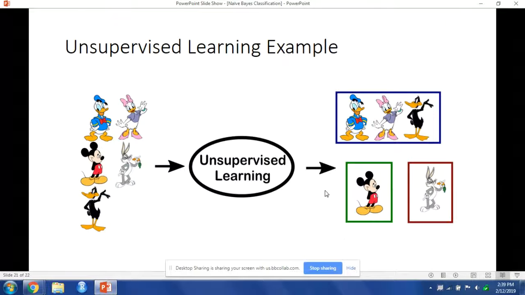As an example, let's say we have a set of Disney characters. We can use a clustering algorithm that will decide how to classify the characters. So here we can see that the algorithm separated the characters based on the kind of animal that they are. So we have a cluster of ducks, a cluster for Mickey Mouse, and then a cluster for rabbits for Bugs Bunny. And since we didn't have any training data, that's how the algorithm decided to categorize or classify that data.